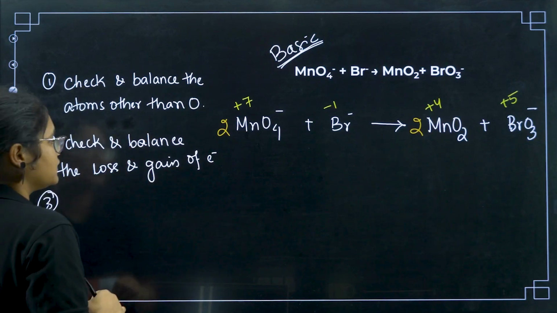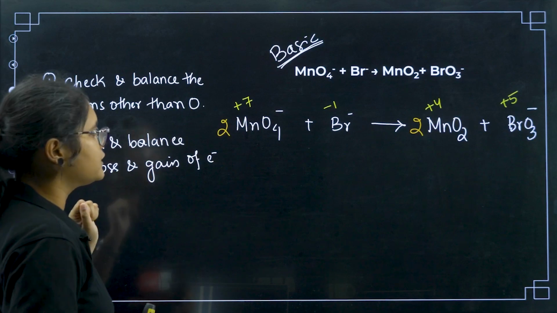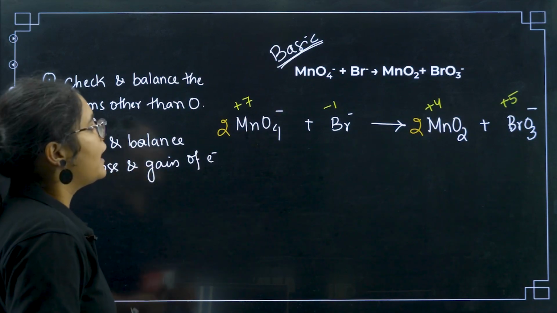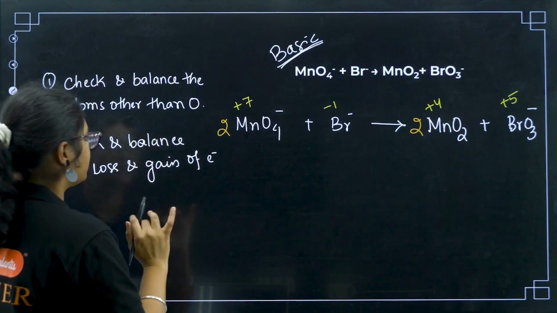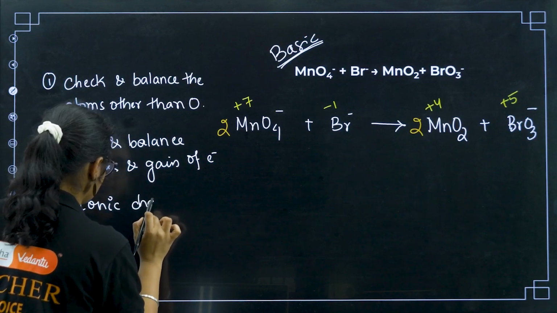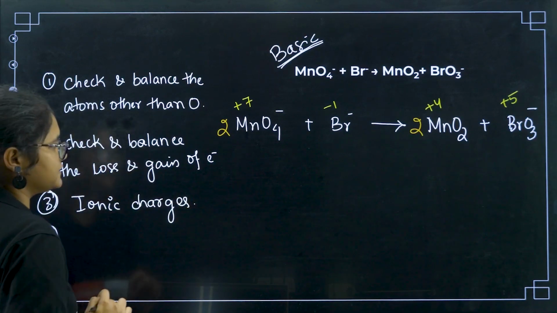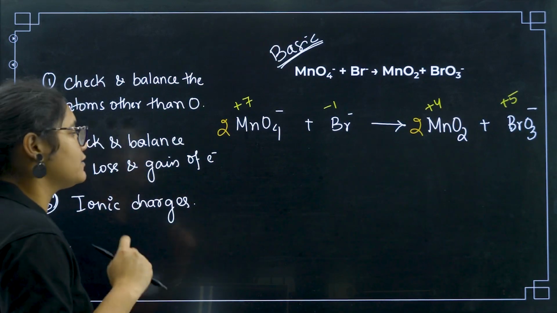Okay, third one, after this is done, we need to check what? Next we need to check that the ionic charges are balanced. Okay, the ionic charges should be balanced. Now if the ionic charge is balanced, after that what you have to do?